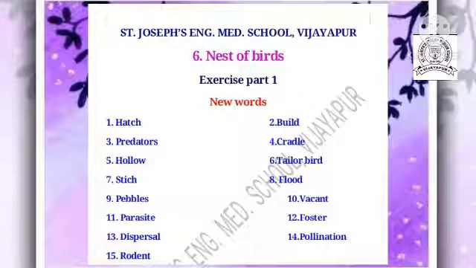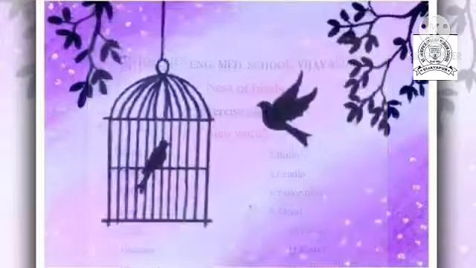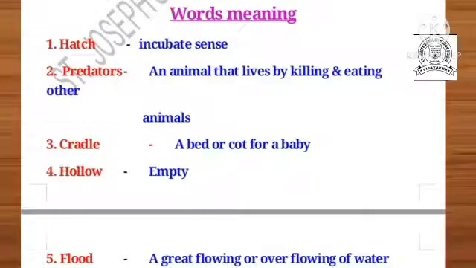Now the next one is rodent. Rodent means what? Rat. Rat is a rodent. So some mammals which have sharp teeth are called rodents. Now I read the next one. Words meaning. First one is hatch.